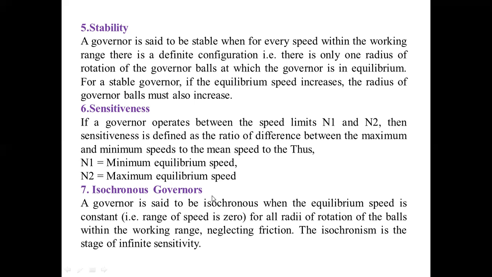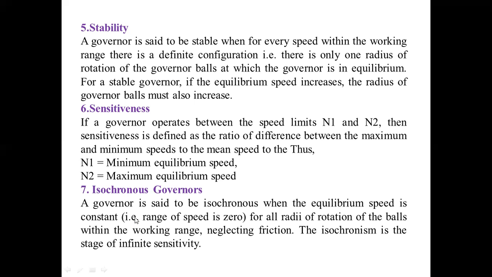Isochronous governor. A governor is said to be isochronous when the equilibrium speed is constant for all radii of rotation of the balls within the working range. That means for any speed, any load, the speed is constant and the radius of rotation of the balls is also constant within the working range. This phenomenon is known as isochronism, and such governors are called isochronous governors.